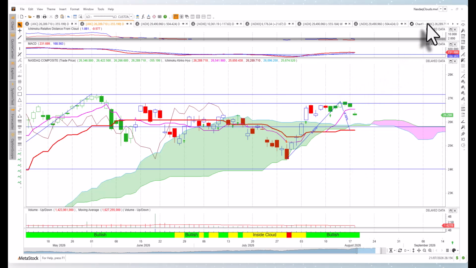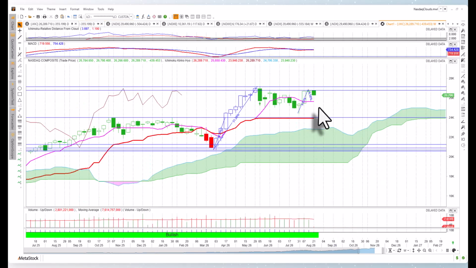If we look at the Nasdaq Composite from a weekly cloud chart perspective, once the chart loads, we can see that we're still quite far extended from the top end of the Ichimoku Cloud. So there's downside risk here to the turning line of the Ichimoku Cloud and the standard line of the Ichimoku Cloud. Watch out for the September-October seasonal weak period in the market that we can see.